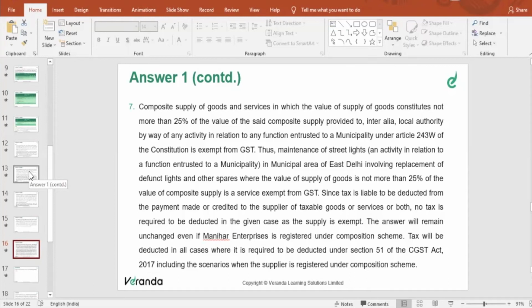So basically, whatever are the municipal corporation functions, when in relation to that we are providing a composite supply, and the supply of goods is not more than 25% of the entire supply, then it is exempt from GST. Thus, maintenance of street lights in municipal area of East Delhi involving replacement of defunct lights where the value of supply of goods is not more than 25% of the value is a service exempt from IGST. All in all, it is exempted, and that's why no tax is required to be deducted in the given case.